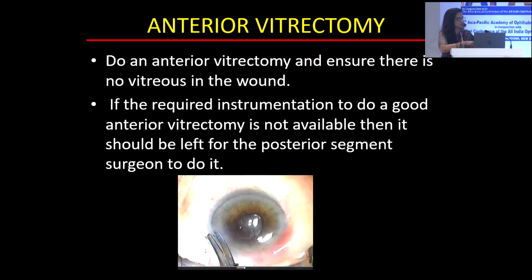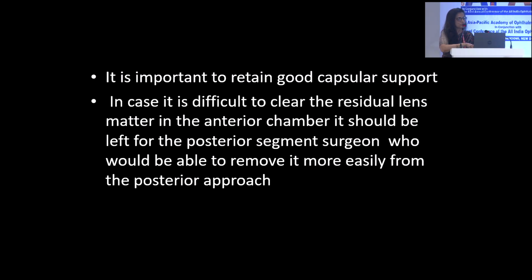So what you should do is a thorough anterior vitrectomy, ensuring that there's no vitreous in the wound. If at that point you do not have the required instrumentation to do an anterior vitrectomy, then just leave it alone. Your posterior segment colleague will take care of that vitreous in the anterior chamber, but do not try to mess around, pull the vitreous, or use weck sponges. Just suture the wound and leave it at that. It's also important to retain good capsular support.